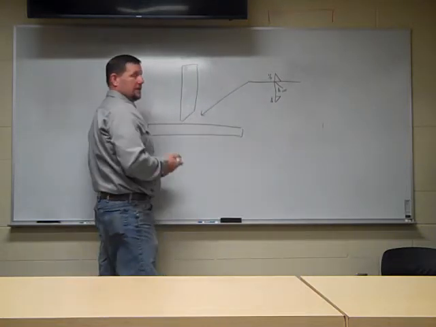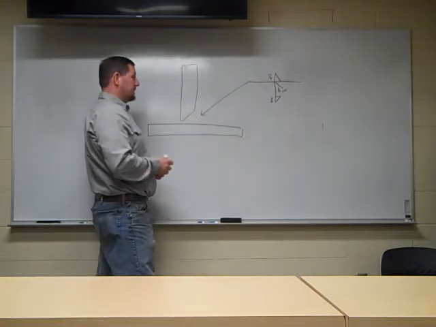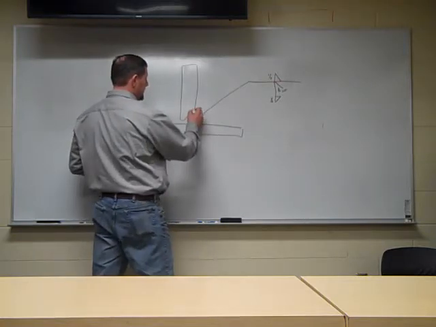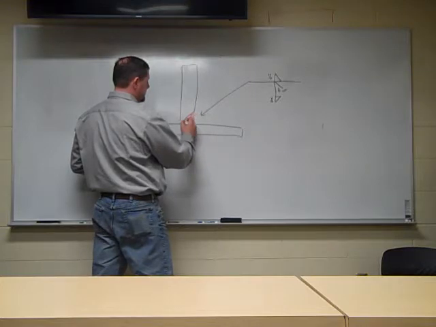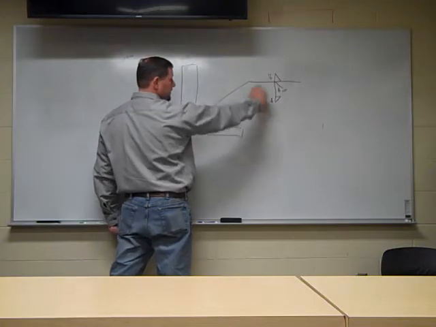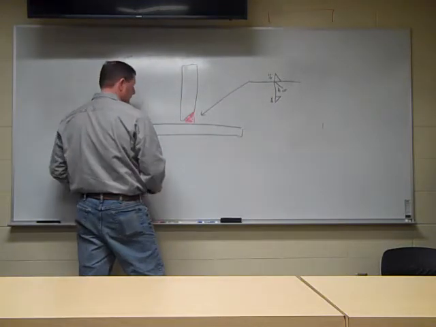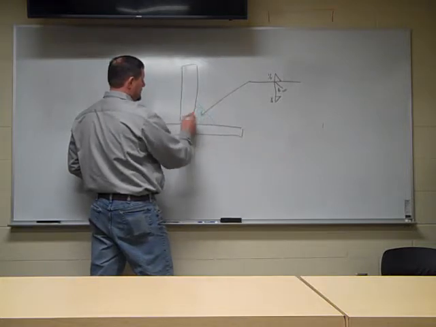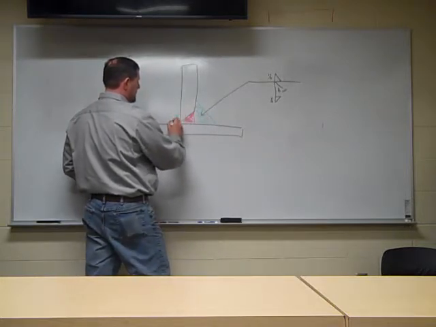But this is what they call a combination symbol. There's a couple different ways we can write that. So what does this mean? We're going to fill this bevel in first, because that is closest to the arrow. That bevel is closest. And then we can put a fillet weld over the top of that bevel. And then one on the other side.